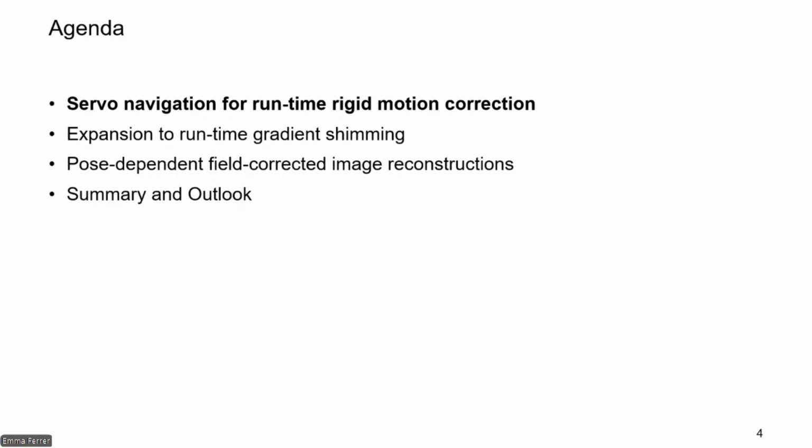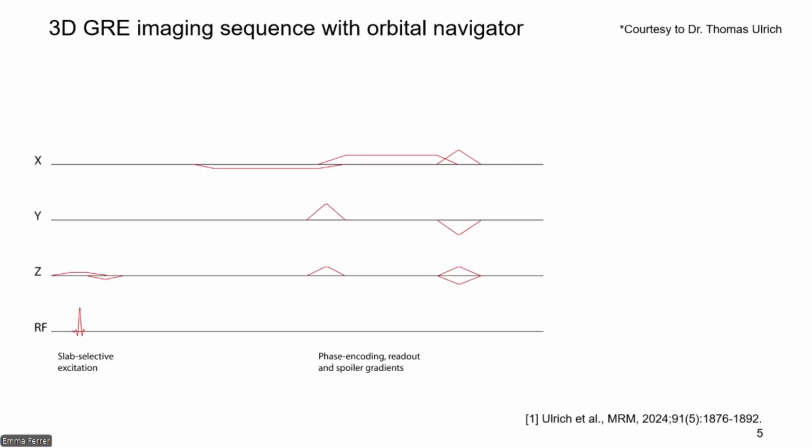So starting with the servo navigation. It's a navigation method. We basically need 3 main ingredients for that. We need to insert a navigator into the sequence. We need a model to estimate parameters. And the third one, we need to have an adaptation, like a control circuit, to apply this to our scanner. I want to go through all these steps one by one and then show you some results.